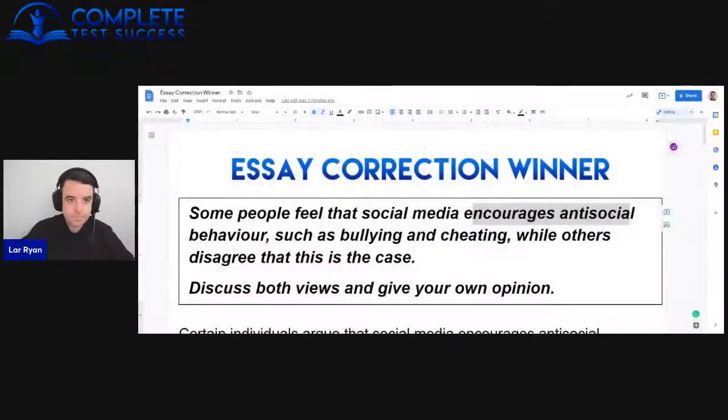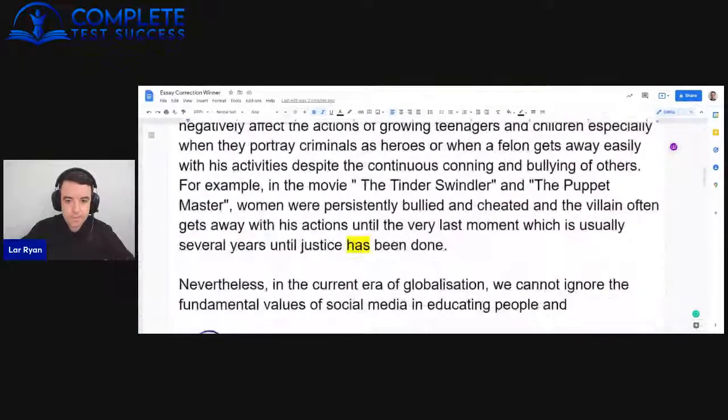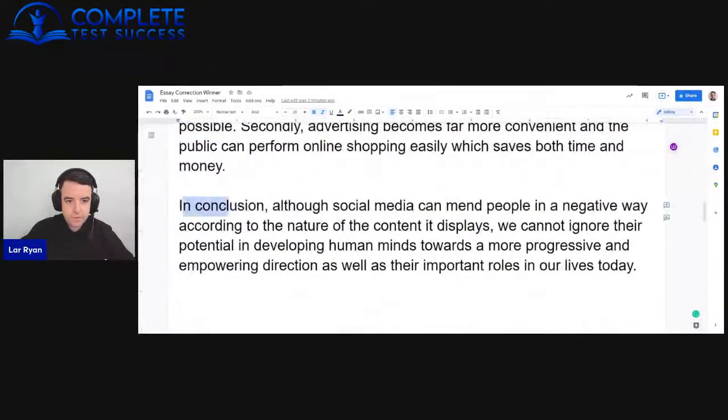All right, so let's have a look at the last paragraph, the conclusion. "In conclusion, although social media can mend people in a negative way", mend doesn't make sense in this context. To mend means to fix. "According to the nature of the content it displays, we cannot ignore their potential in developing human minds towards a more progressive and empowering direction, as well as their important roles in our lives today."